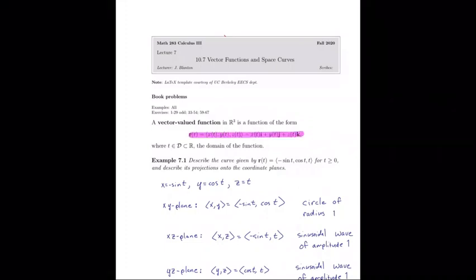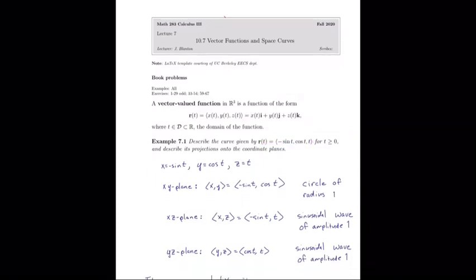r of t, some vector r, described by its components x of t, y of t, z of t, or written in terms of standard basis vectors i, j, and k, where t takes on any subset of the real numbers, called the domain of the function. So the first example we're given here is we're asked to describe the curve given by r of t equals negative sine of t, cosine of t, t, for t greater than 0, and describe its projections onto the coordinate planes. So let's work through the steps of that.